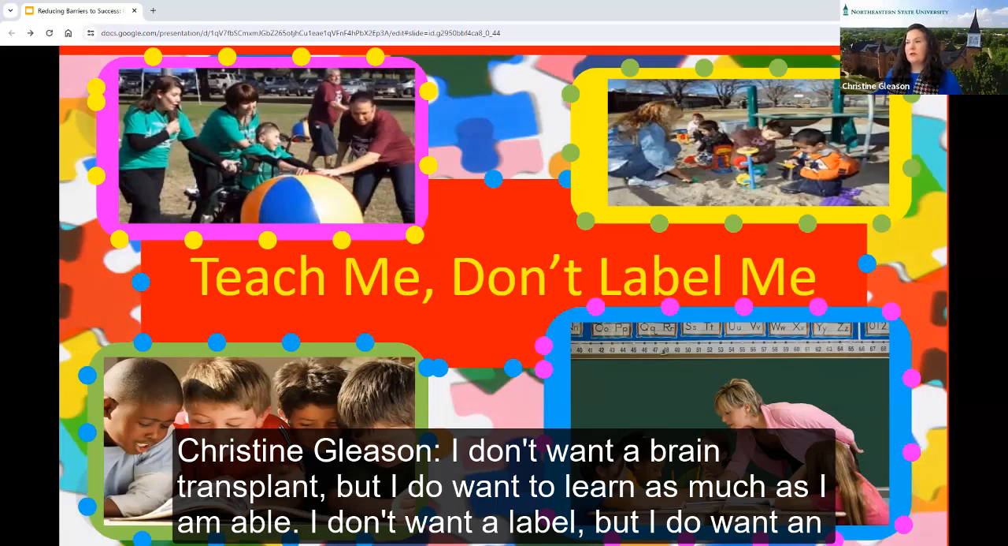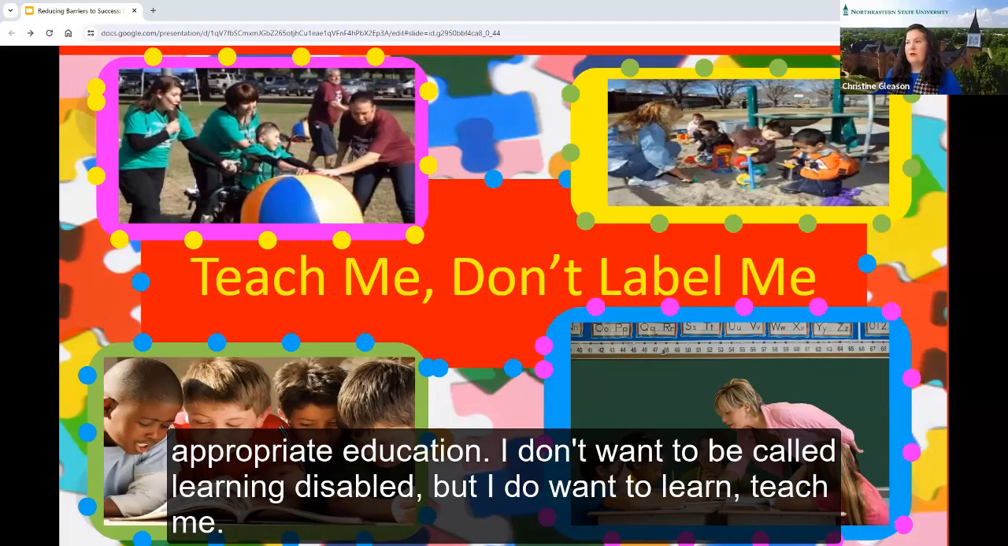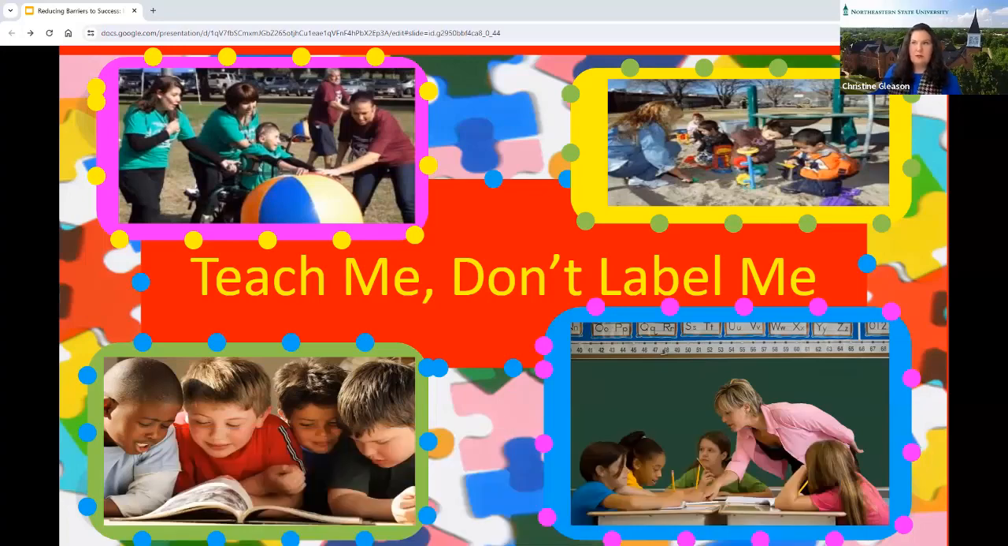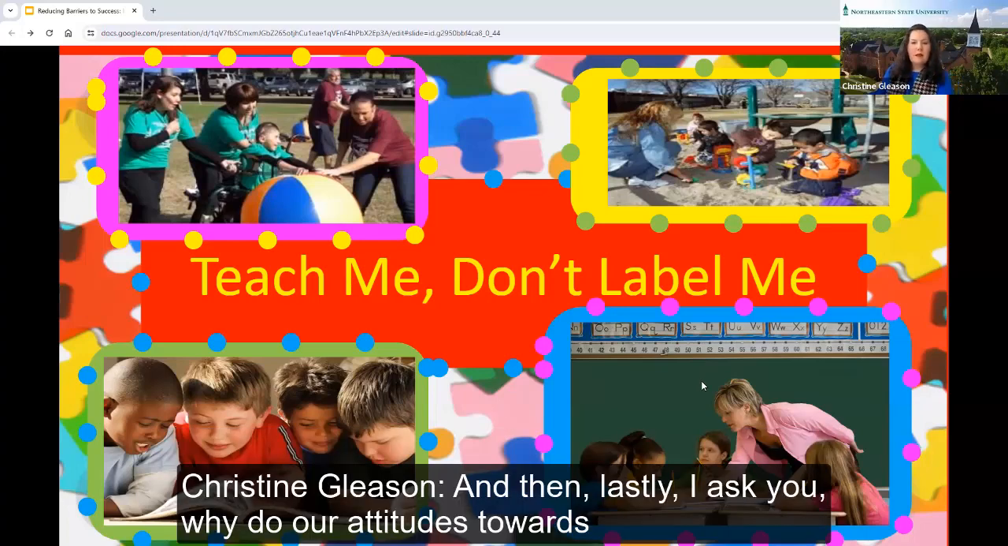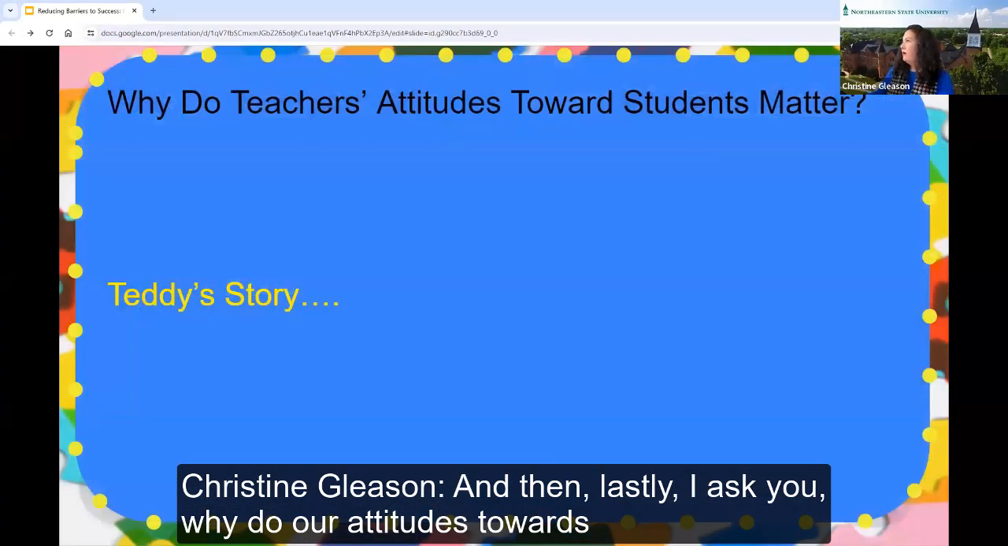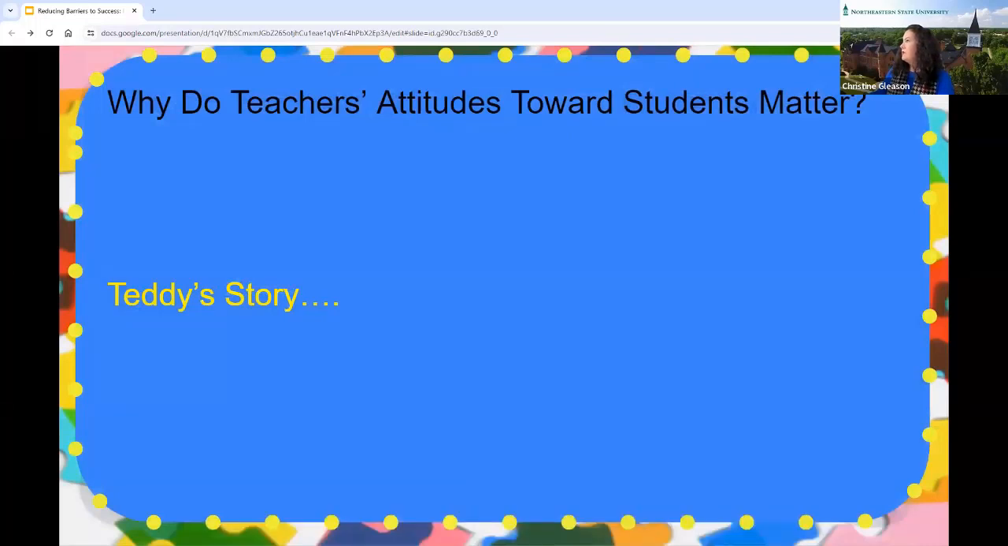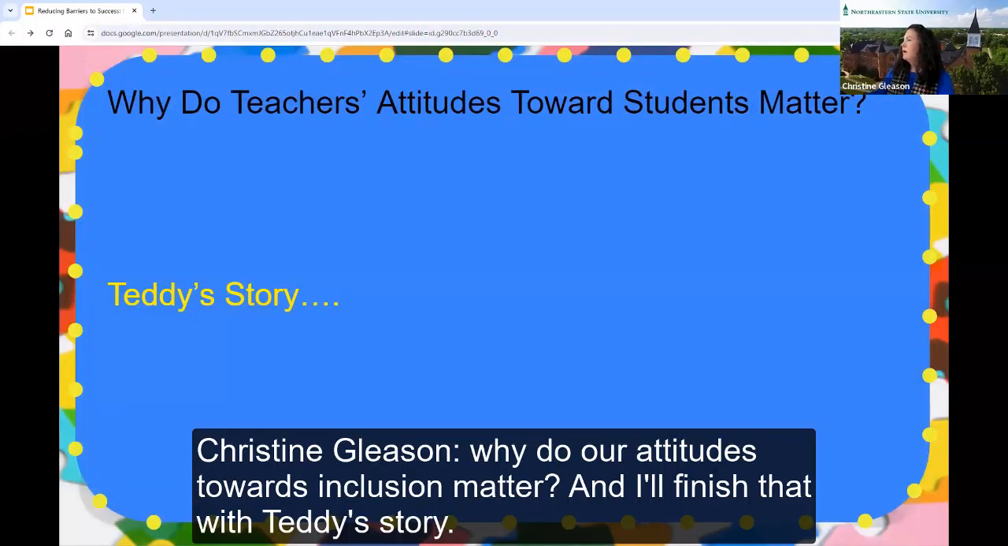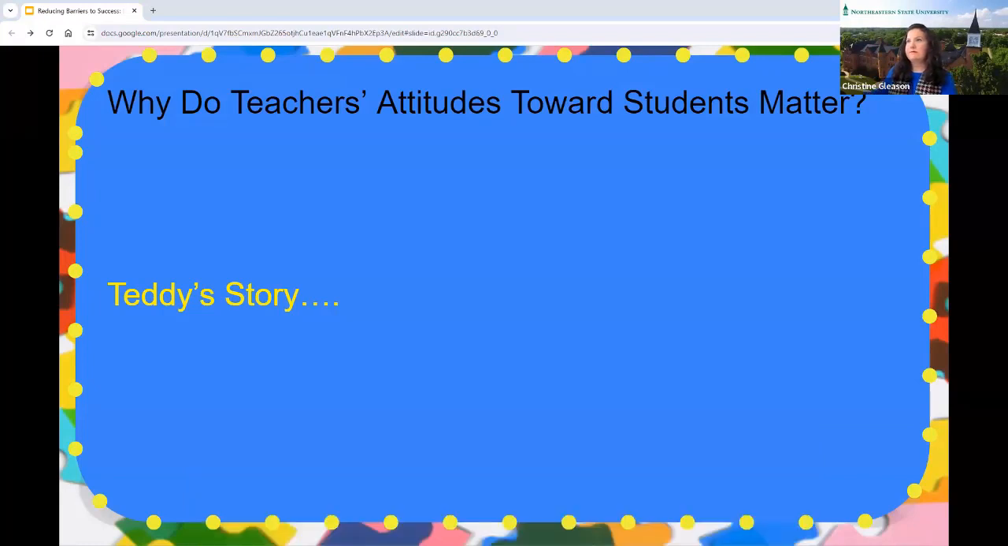I don't want a brain transplant, but I do want to learn as much as I am able. I don't want a label, but I do want an appropriate education. I don't want to be called learning disabled, but I do want to learn. Teach me. And then lastly, I ask you, why do our attitudes towards inclusion matter? And I'll finish that with Teddy's story.